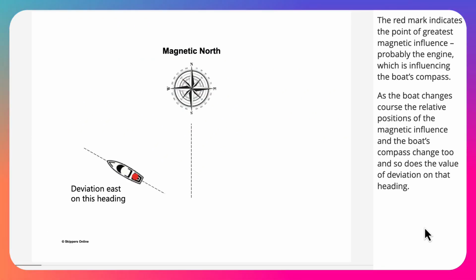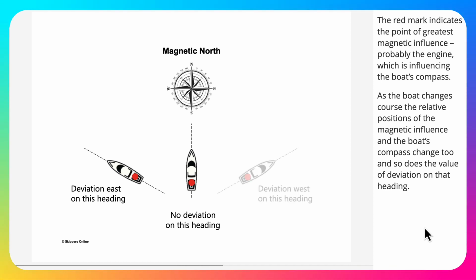The red mark indicates the point of greatest magnetic influence, probably the engine, which is influencing the boat's compass. As the boat changes course, the relative positions of the magnetic influence and the boat's compass change too, and so does the value of deviation on that heading.